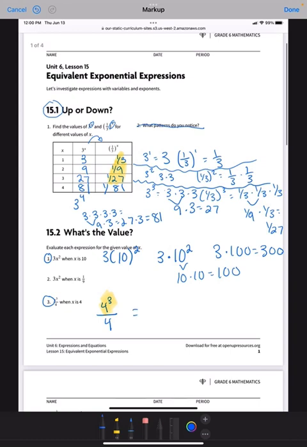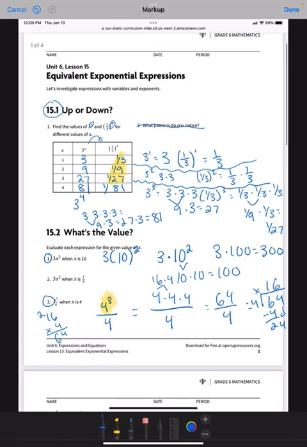Okay, when you did it, 4 to the third power would be 4 times 4 times 4 over 4. 4 times 4 would be 16. 16 times 4 would be 64. So you get 64 over 4. To see what that actually is, I'm going to divide it. 4 can go into 24 6 times. So we would get 16 as your answer.